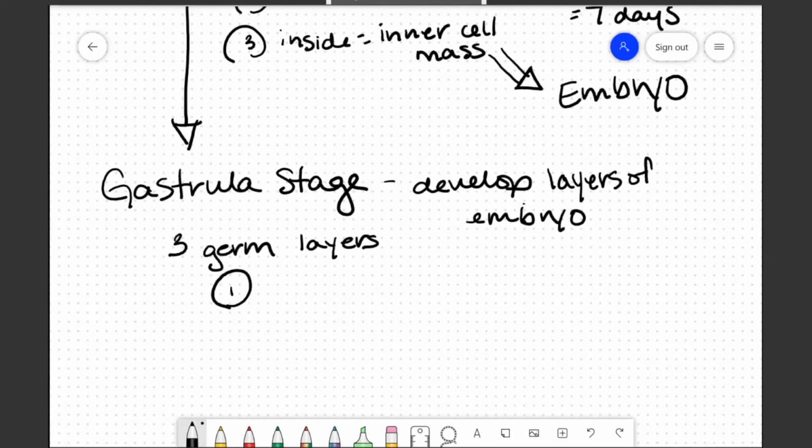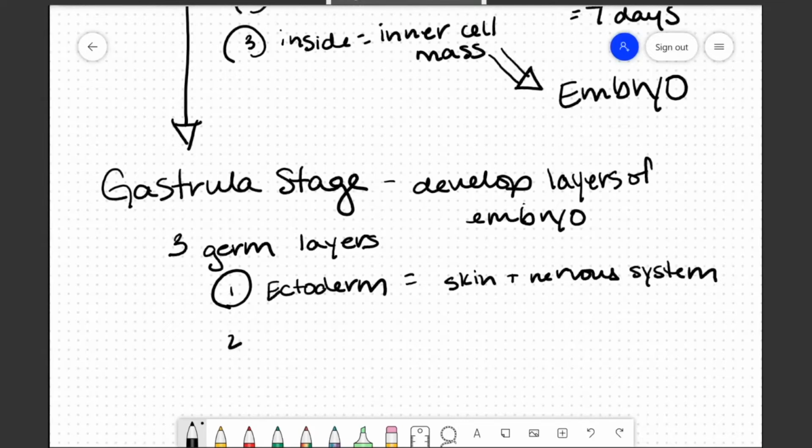The first layer is going to be the ectoderm. This is the exterior, ecto, it is the outside layer. This outside layer will eventually become the outside layer of your body, which is going to be your skin. But also your nervous system will develop from the ectoderm. So essentially you will create the external layer and the sensory system in your ectoderm.